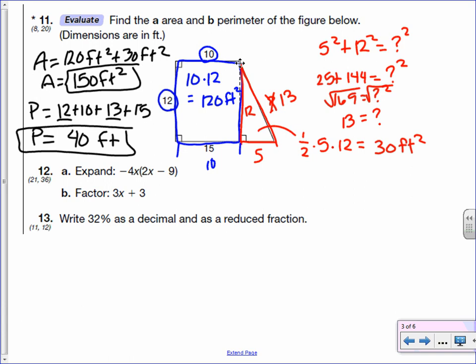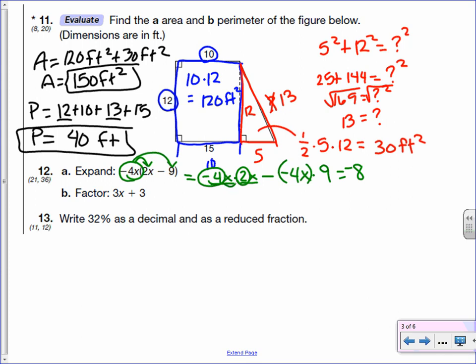We expand, that means to distribute that negative 4x throughout. So negative 4x gets multiplied by 2x, and then it gets multiplied by 9. And when I multiply things like this, the first thing I do is multiply the numbers. So negative 4 times 2. 4 times 2 is 8. And since they're opposite signs, one's positive, one's negative, my answer is negative.